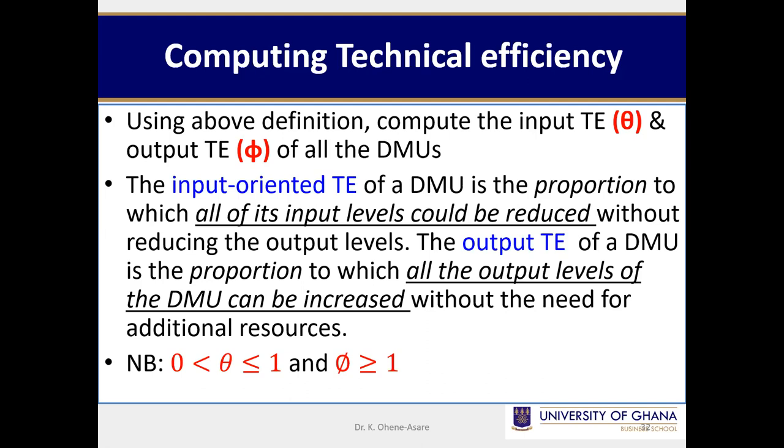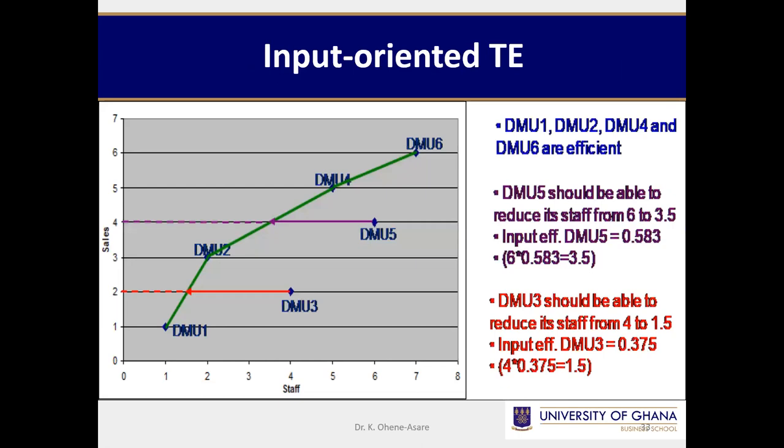Okay. So this is how you estimate. On the right side, you can see that I'm trying to estimate the efficiency score of DMU5. Look at the input-oriented score. I calculated it as the distance from the origin to the frontier, divided by the distance from the origin to the firm, which gives the firm the score of 3.5. So on the chart here, you see 3.5. DMU5 will have to reduce the input from 6 all the way to 3.5 for it to be efficient.